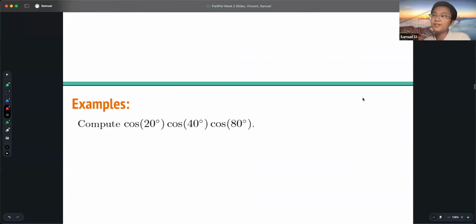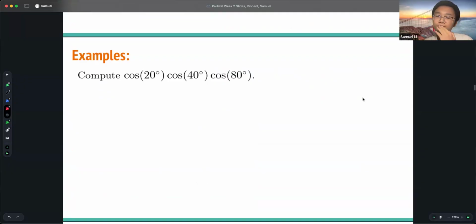Oh, and the next one here is a really interesting one. I will first give you some time to think about it. I will point out that if you observe these angles, 40 is twice of 20 and 80 is twice of 40. So it feels like it should be double angle, but it's not there yet. So we're missing something. I'll let you think about what that something is, and if you feel like you have something, feel free to let me know.